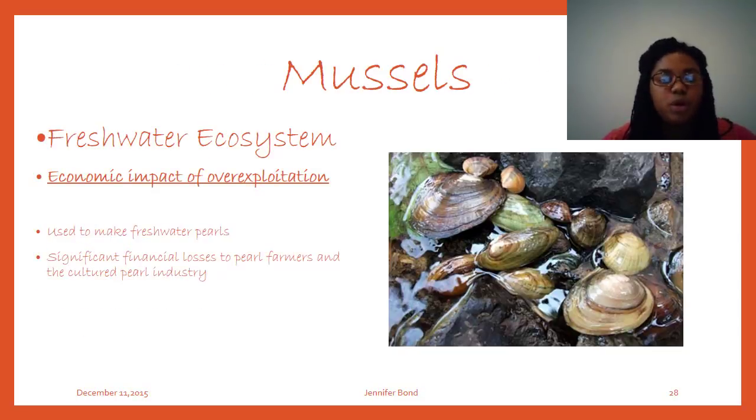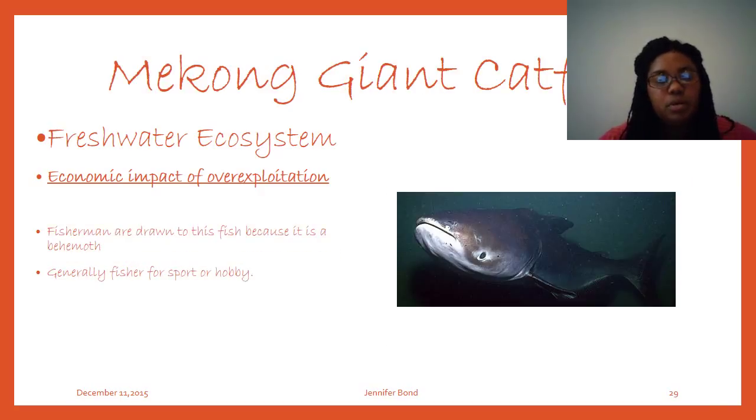Mussels are used to make freshwater pearls, and significant financial losses to pearl farmers and the cultured pearl industry would basically take place if these mussels were not readily available. The Mekong giant catfish are generally fished for sport or hobby. Fishermen are drawn to this fish because it is a behemoth. So, in a sense, it would take away the excitement that they get from getting these animals and being able to say that they've caught one.